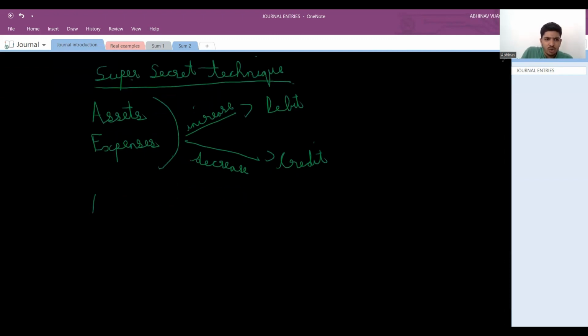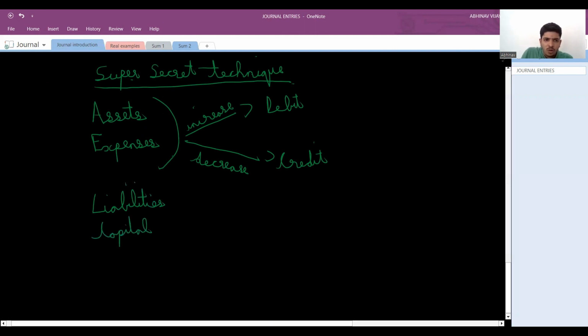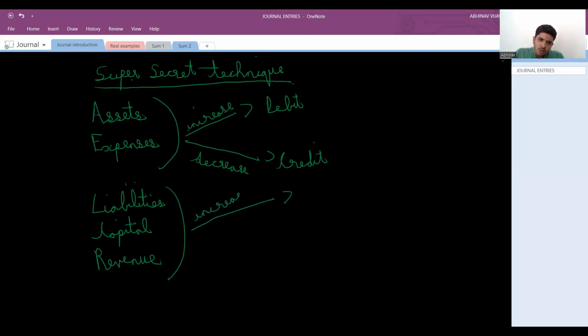Now wait, take this also. I will finish writing this in a flow. It's going to take 30 more seconds. Liabilities, capital, revenue. When they increase, you should credit it. When they decrease, you have to debit it.